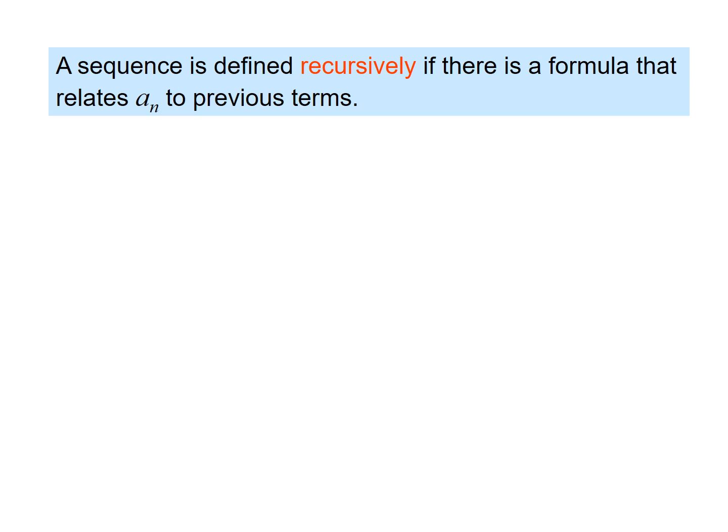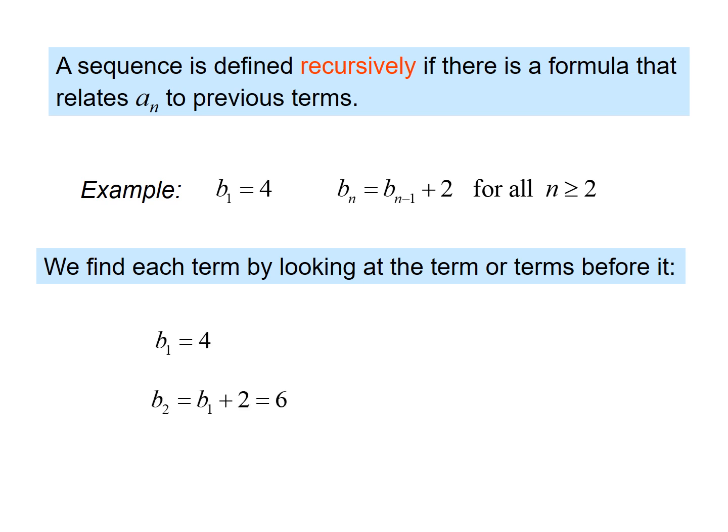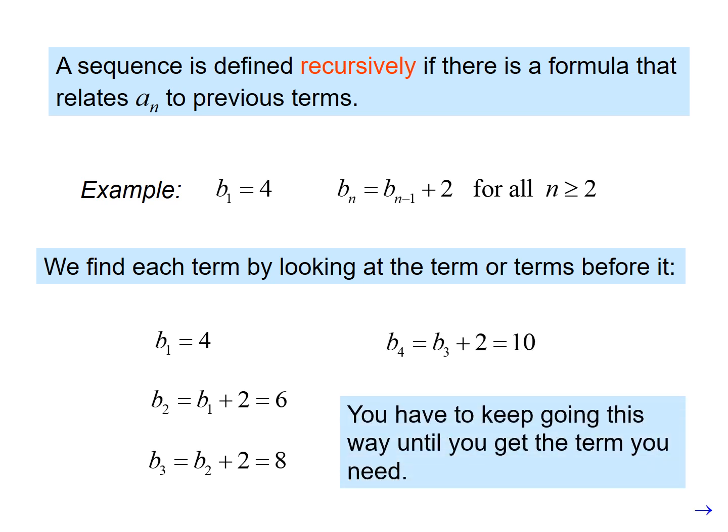We can define a function recursively, which means we find each term based off of the previous term or maybe the previous two terms. So we could have something like this. We know our first term is 4. The nth term is the n minus first term, which means the term that comes before it, plus 2. So if we want the second term, we would take b sub 1 plus 2. b sub 1 is 4, so that'd give you 6. b sub 3 would be 8, and so on. If we wanted to find the 100th term based off of a recursive formula, it's going to take us a lot longer. We'd have to go through this 100 times to get to that term.